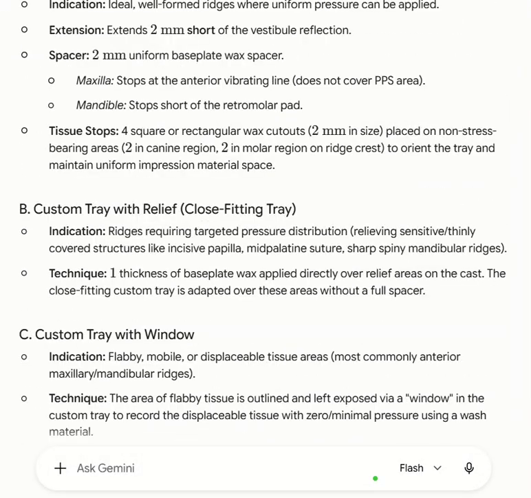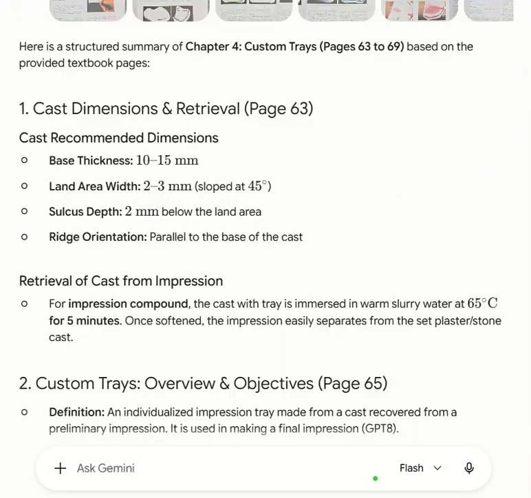Here is a structured summary of Chapter 4, Custom Trays, pages 63 to 69, based on the provided textbook pages. 1. Cast dimensions and retrieval, page 63. Cast recommended dimensions: base thickness 10 to 15 mm. Land area width 2 to 3 mm, sloped at 45°, sulcus depth 2 mm below the land area. Ridge orientation parallel to the base of the cast.